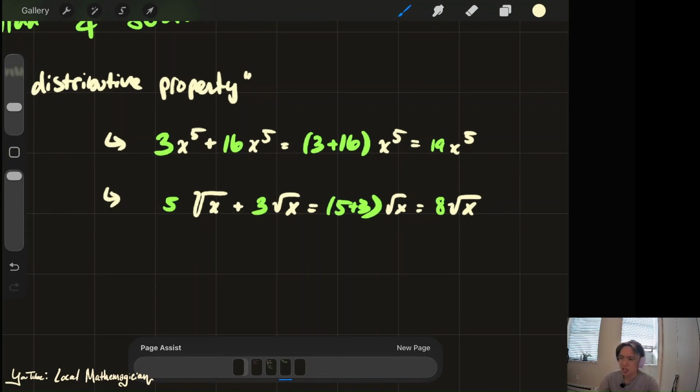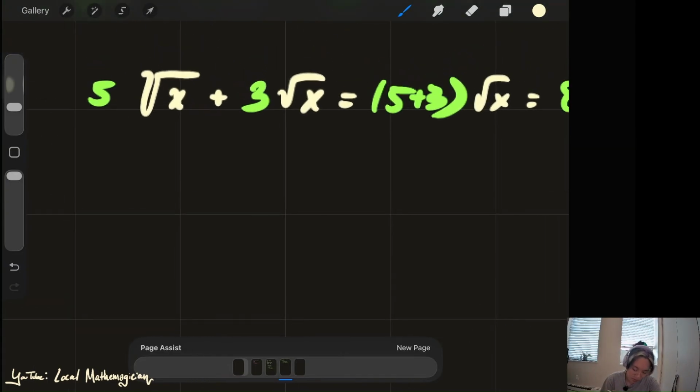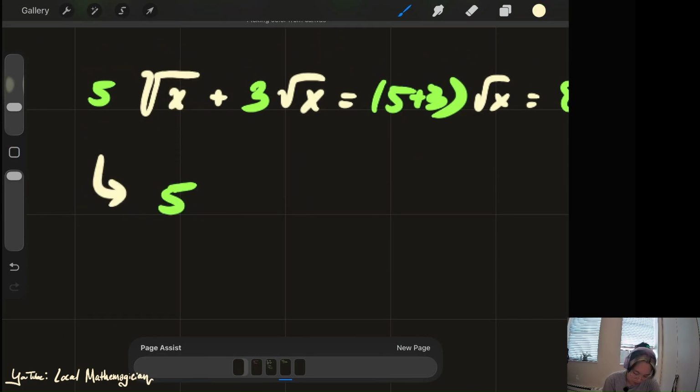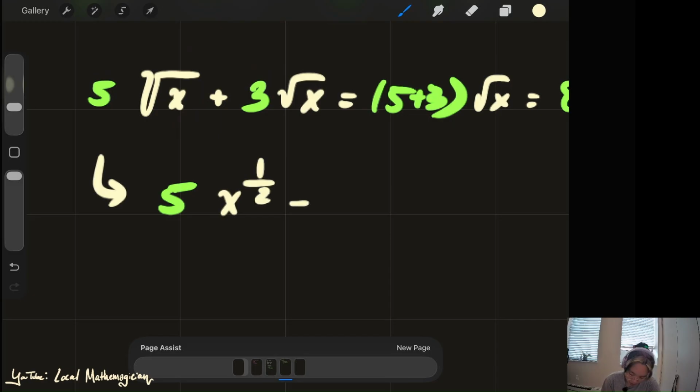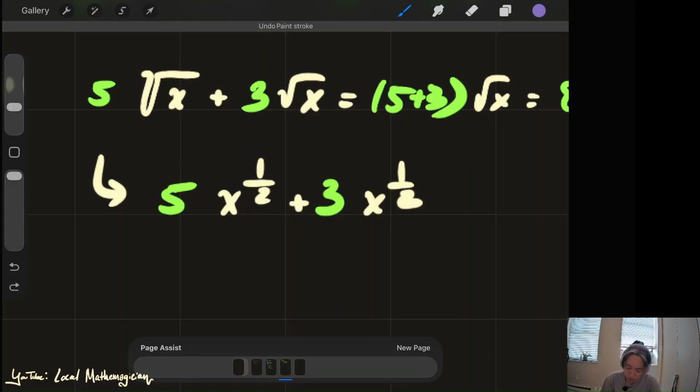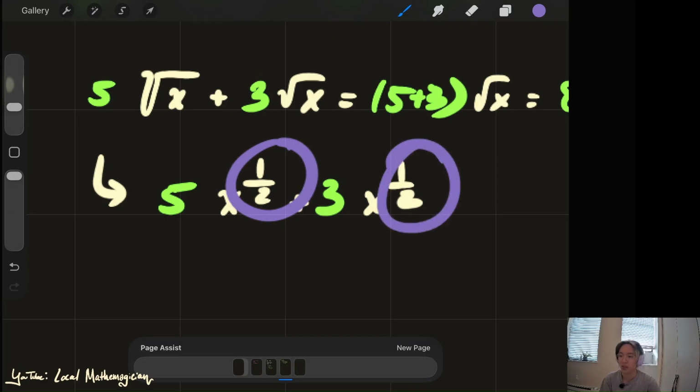That's how addition works. Subtraction works the exact same way. If you want to look at this in terms of exponents, this really is the same as saying 5x to the 1/2 plus 3x to the 1/2. Again, my friends, we are not adding the radicals, okay? Don't do that. Don't try to tell me, oh, it is x to the first, x to the 2 over 2. Don't do that.